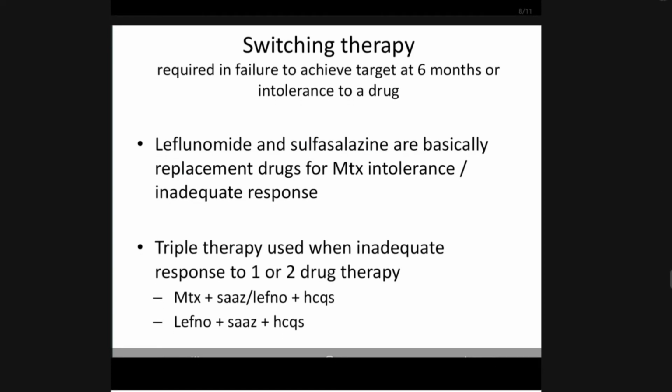Now, switching therapy. When to switch the therapy? This is usually required when we have a failure to achieve the target at 6 months, or the patient develops intolerance to the drug, in which case you have to change the drug before 6 months also. Usually leflunomide and sulfasalazine are used as replacement drugs for methotrexate. Okay, so the most common triple therapies that we use are methotrexate, SSZ and HCQ, or leflunomide, SSZ and HCQ.